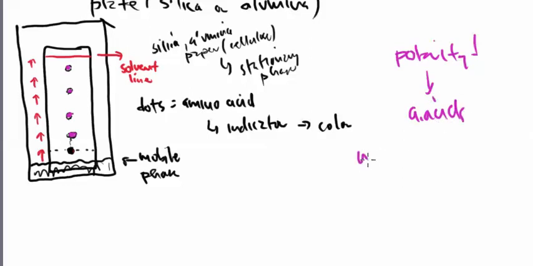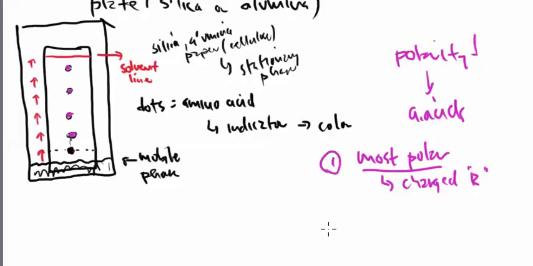The most polar amino acids that we have are those with charged side chains. And if I take a look at the amino acid list, there's a couple of those that have charged side chains. We'll list those here in a minute. The next most polar are those that can form hydrogen bonds. So here we're going to put charged R groups. So this is the most polar.